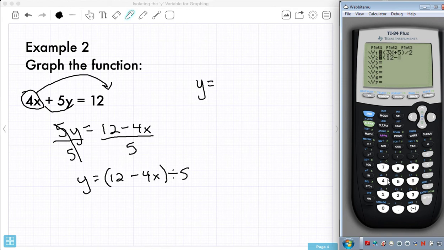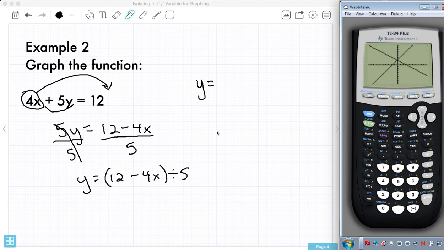12 minus 4x, end bracket, and then divided by 5. Notice the calculator's divided by symbol is just a slash as opposed to the divided by symbol you see on the key. Don't let that throw you off. Hit graph, and we should see our second line on there.